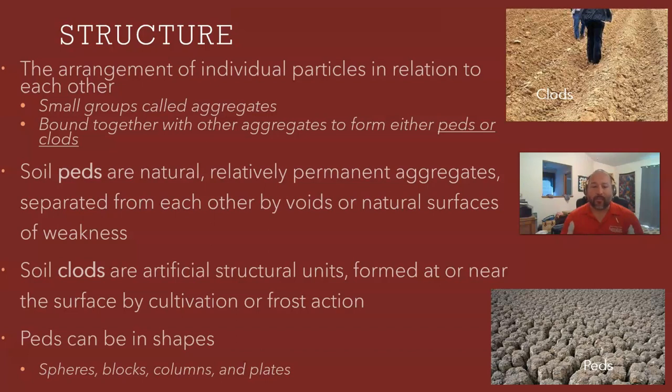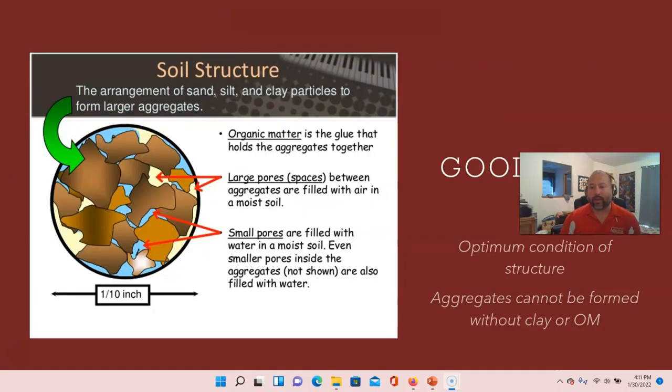However, they're kind of the same and kind of different, in that soil peds are natural, relatively permanent aggregates which are separated from each other by voids or natural surfaces of weakness, whereas soil clods are artificial structure units formed at or near the surface by cultivation or frost action. So soil clods have had something else that made them form, whereas the peds are the natural aggregation within the soil. And when we think about peds, we think about some specific shapes: spherical, blocky, columnar, or platy. And what does that mean? Well, here we go.